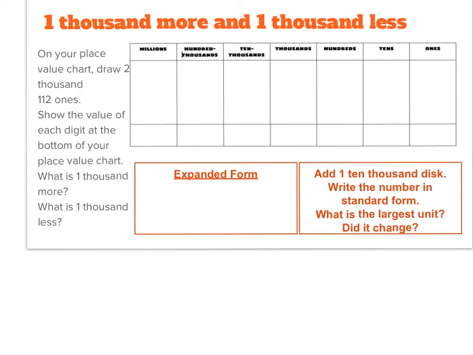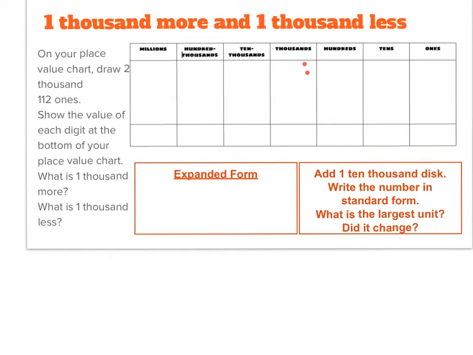On your place value chart, I'd like you to draw 2,112 ones. Pause the video if you need time to do that. So I'm going to start with drawing 2 thousands. 1, 2. That one was pretty easy. But then I look at 112 ones. That's a lot of ones to draw. I don't even think it would fit in my place value table. So let's think about that number.